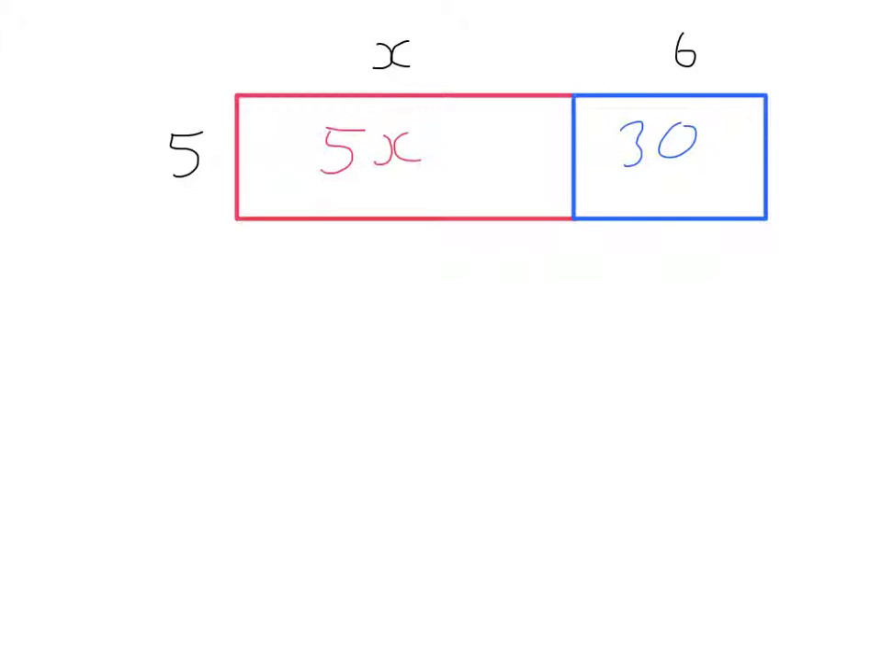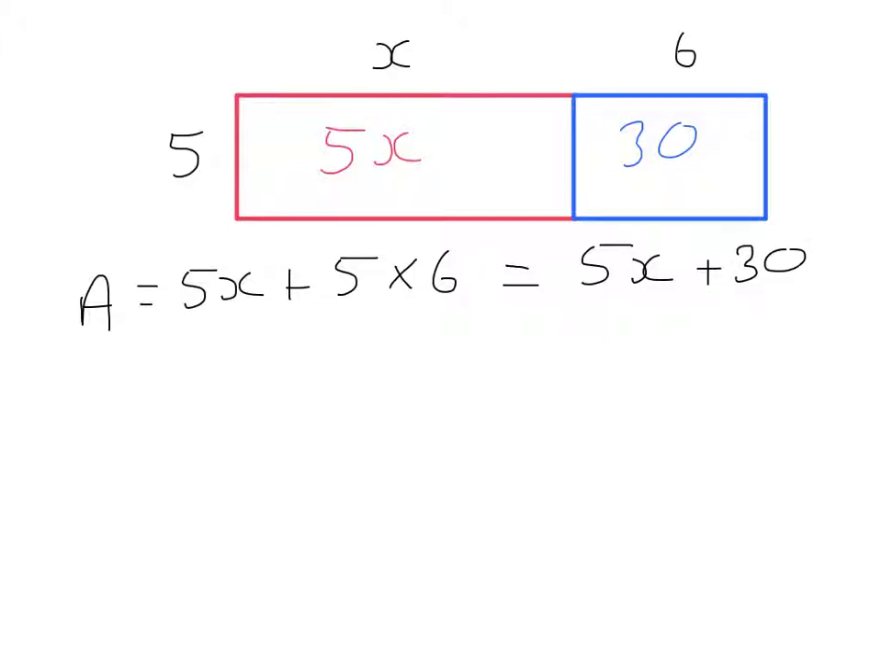So the area of the room is either 5 times x add 5 times 6, or the area is 5 multiplied by the whole long length of the entire room, which is x plus 6. That's how we express this length. We don't know how long it is, but we can express it as x plus 6.